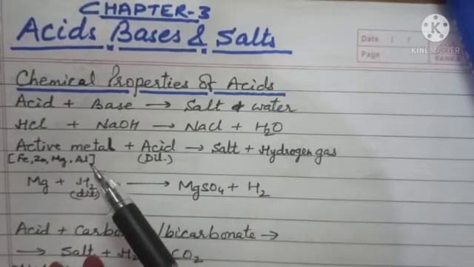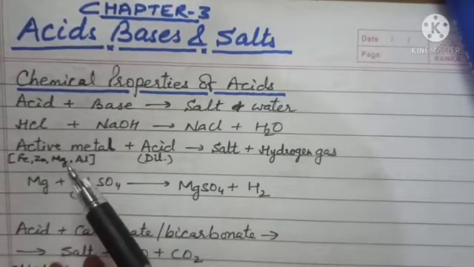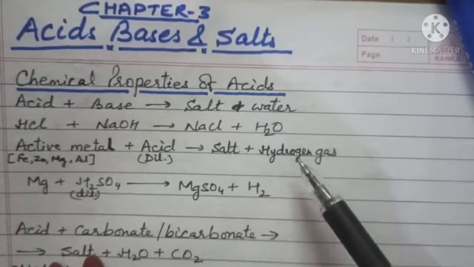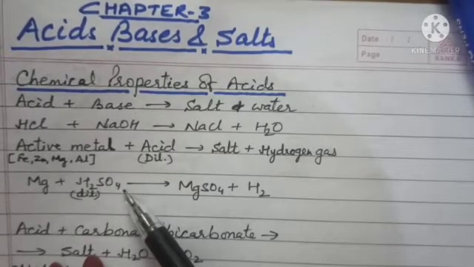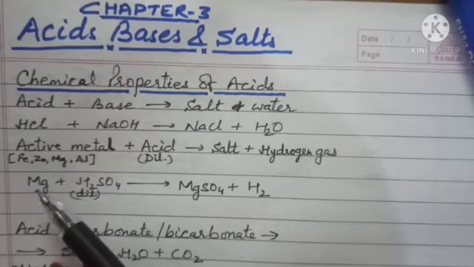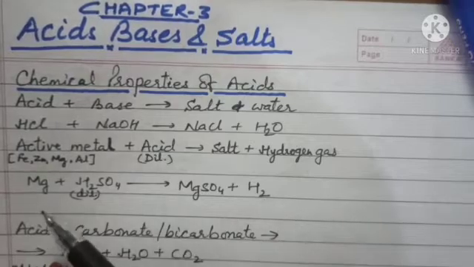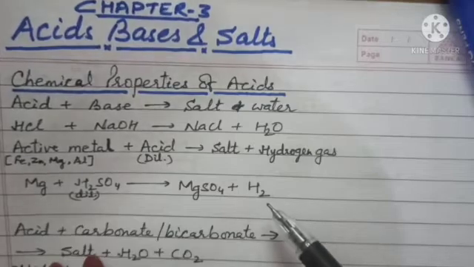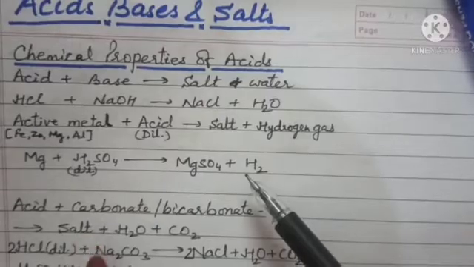Second, whenever acids react with active metals like iron, zinc, magnesium or aluminum, they always form salt and hydrogen gas. For example, magnesium when it reacts with dilute sulfuric acid always gives you magnesium sulfate and hydrogen gas. If in place of magnesium, zinc is there, it gives you zinc sulfate and hydrogen gas, right? Or if iron is there, then Fe plus H2SO4 gives you FeSO4 and hydrogen gas. So active metals when they react with dilute acids always give salt and hydrogen gas.